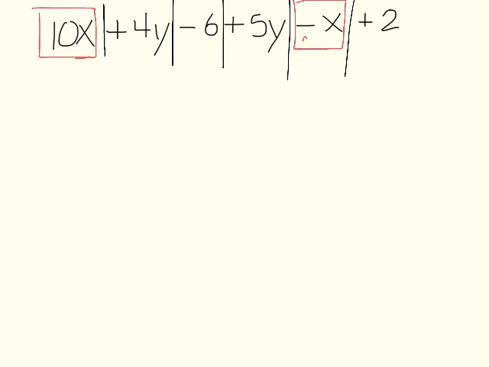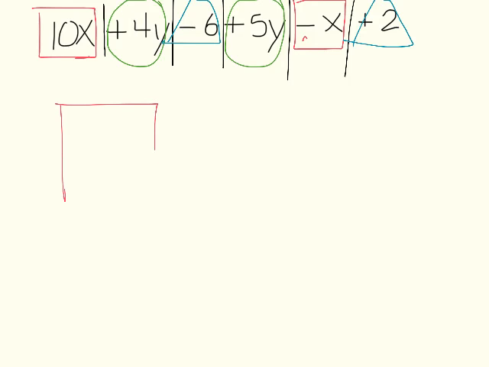Then I'm going to put a green circle around all of the y terms. Then I'm going to put this blue, teal, whatever it is, triangle around all of the constant terms, so all the terms that do not have a variable. Then what you will do is put each group together.